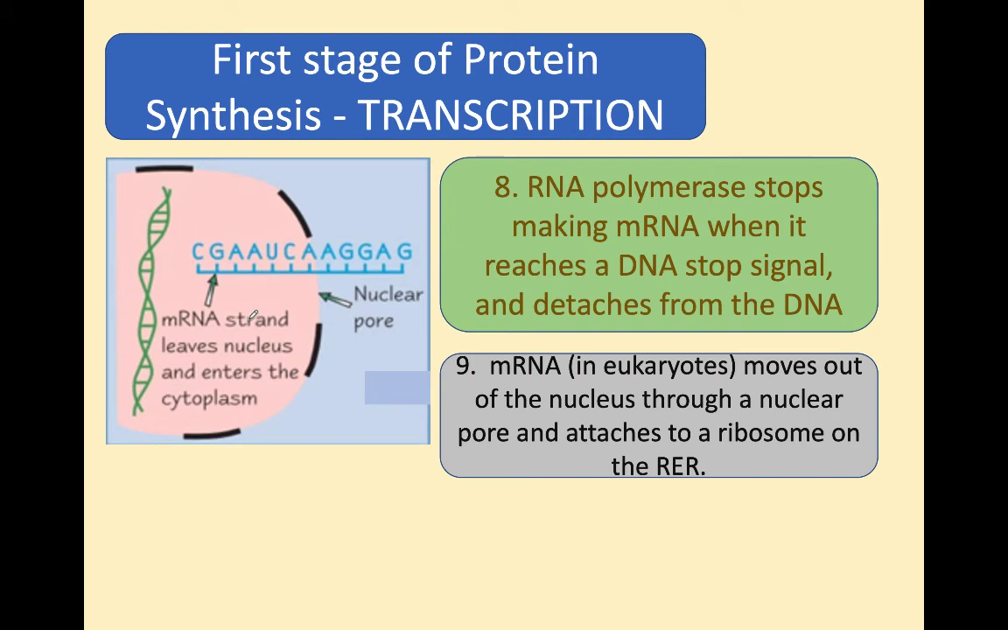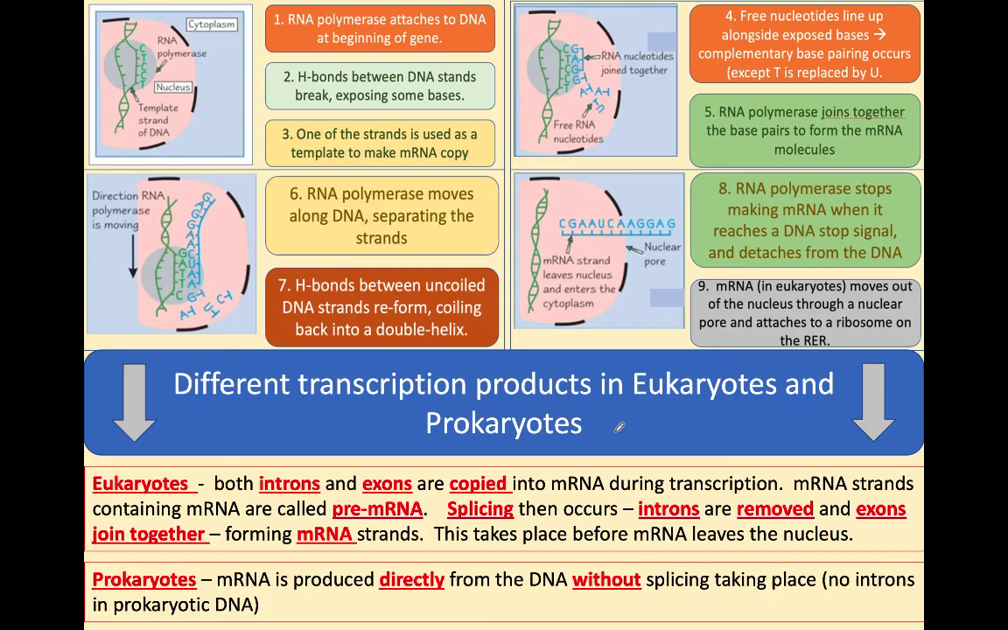So as you can see, messenger RNA, now a strange word here, eukaryotes, I'll explain this in a second, moves out of the nucleus through a nuclear pore. A nuclear pore is like a tiny hole in the nuclear membrane through which the messenger RNA can travel. And what it then does, it attaches in the endoplasmic reticulum to a ribosome. We'll come to that in another video. Now, some important things here I need to point out. This is a summary here, just showing you all the stages that take place when we're making messenger RNA.